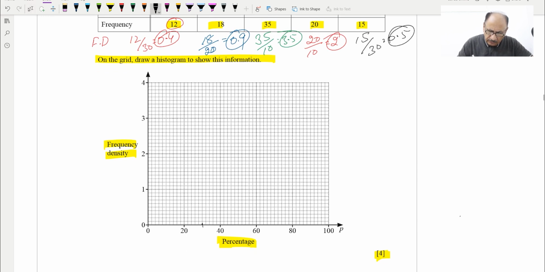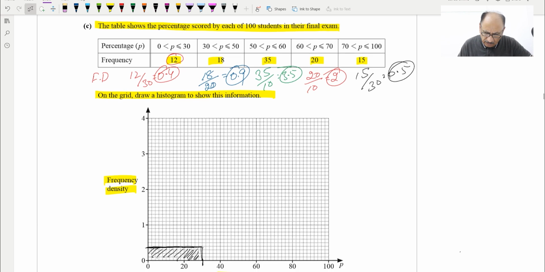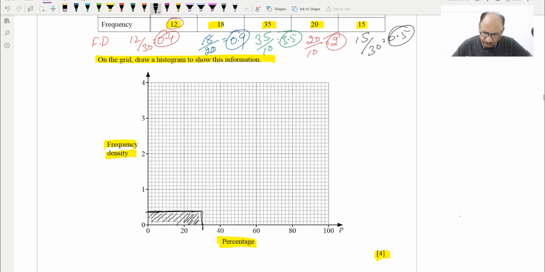So 0 to 30 is 0.4. 1, 2, 3, 4, so you have to take it up to this one. So this will be the height of the histogram. Next is from 30 to 50. 50 will be up to this one, and 30 to 50 is 0.9. So 0.9 will be over here.